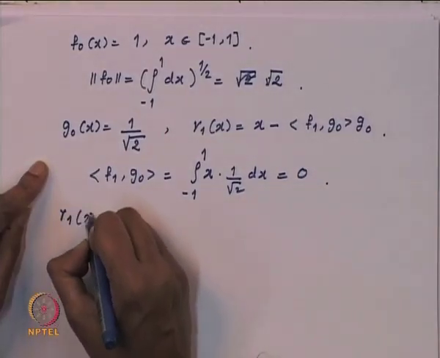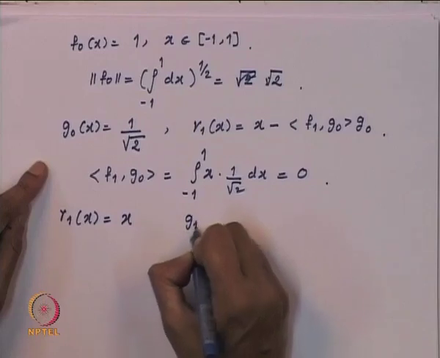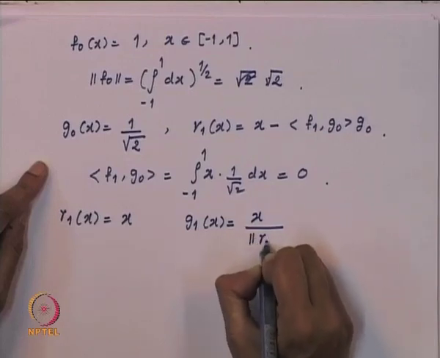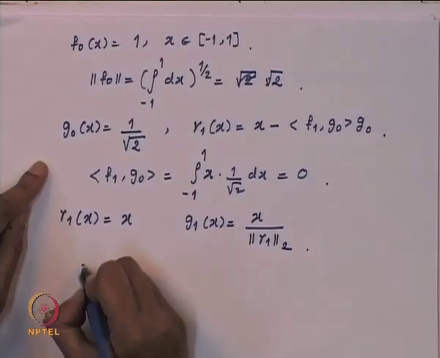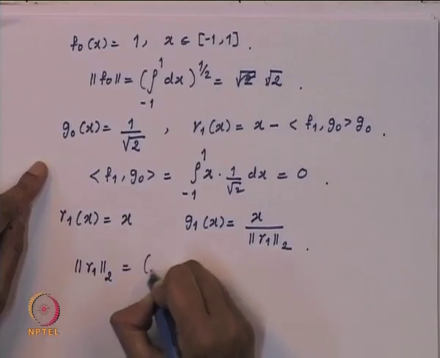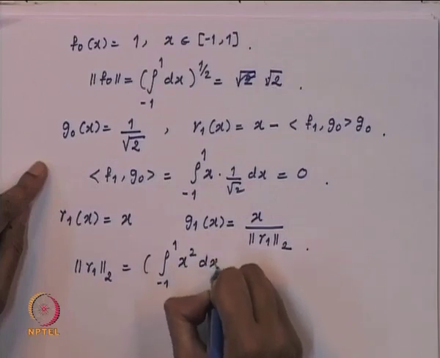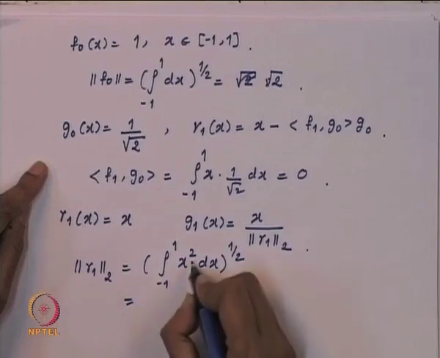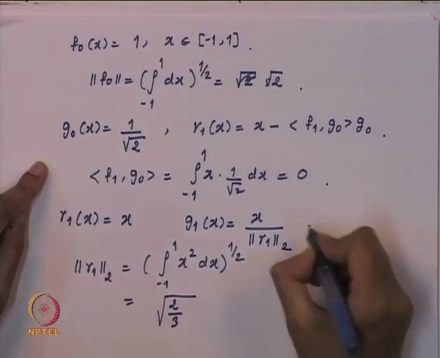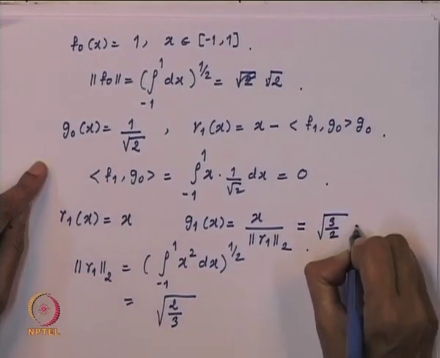So, we have our R1(x) equal to x, that will give us G1(x) equal to x divided by norm R1. Now, what will be norm R1? So, norm R1 will be integral minus 1 to 1 of x square dx raised to half. So, this is going to be square root of 2 by 3, and that will give us G1(x) to be root 3 by 2 times x.